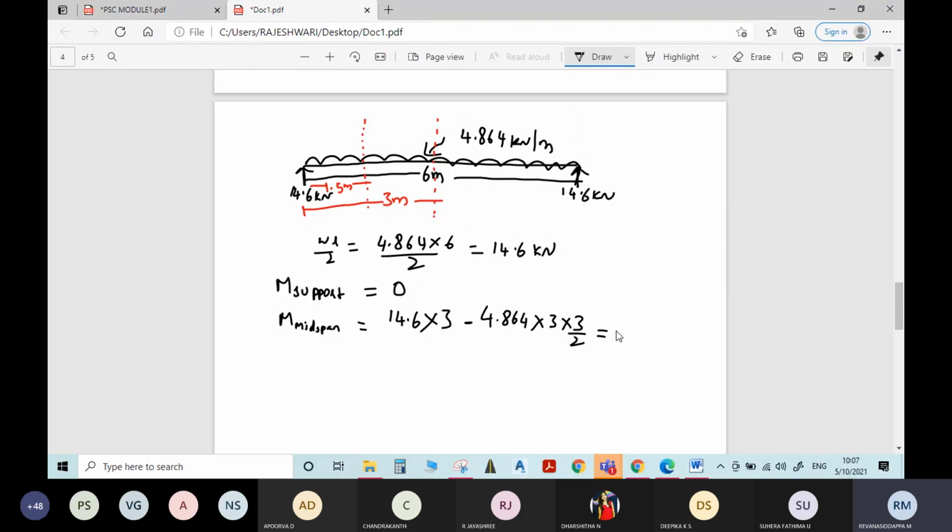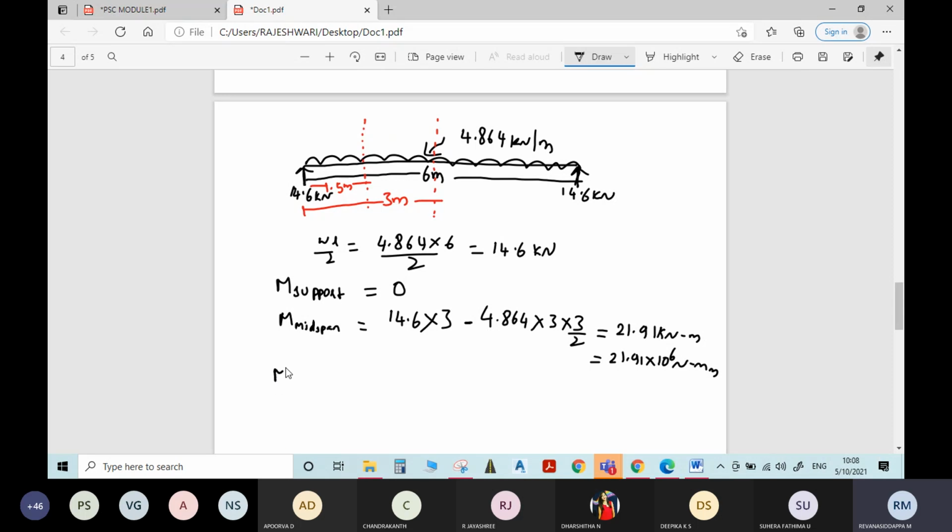Or else you can directly take the WL square by 8 formula also. No issue with that. You can find the moment by using reaction, or you can directly apply the formula of WL square by 8. What is the answer? 21.91 kilonewton meter. 21.91 into 10 power 6 Newton millimeter.